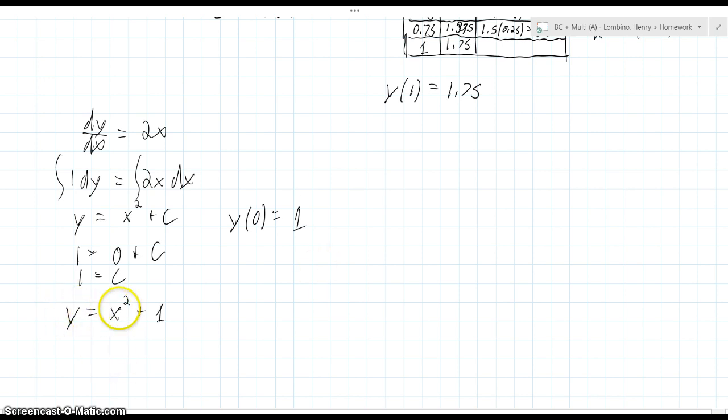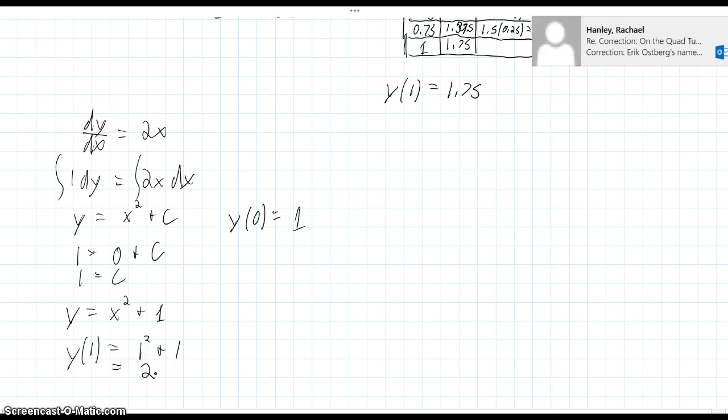That's our actual equation. Now, of course, the place where you normally use Euler's formula is if you couldn't find the actual equation for the problem. You would have to estimate, but we can actually. So what this allows us to do is compare the actual answer. So the actual answer of y of 1 actually equals 1 squared plus 1, which is equal to 2.